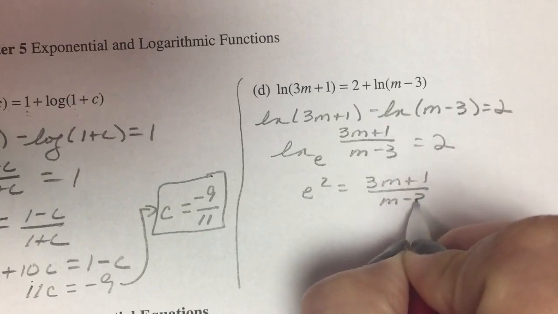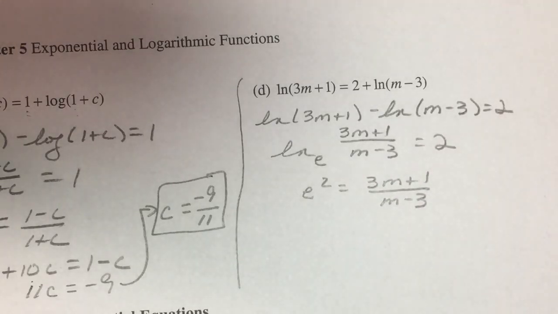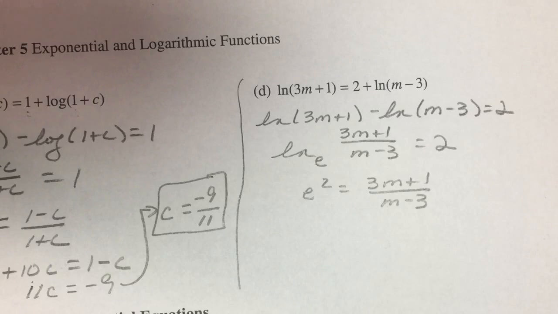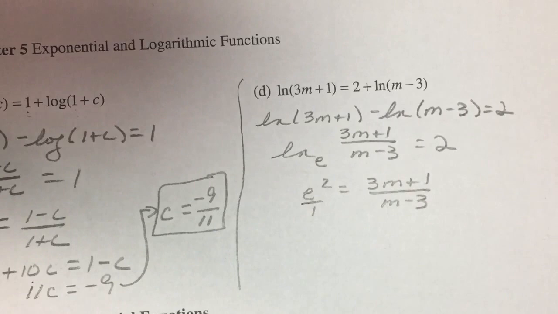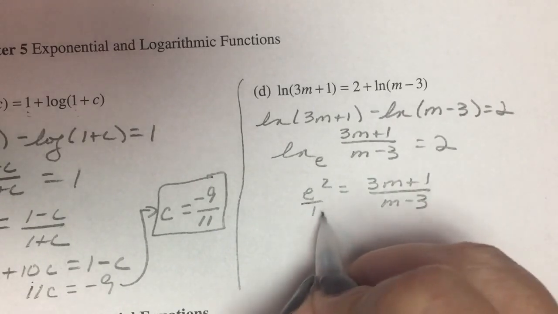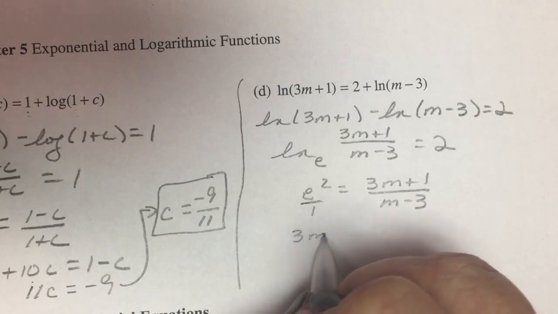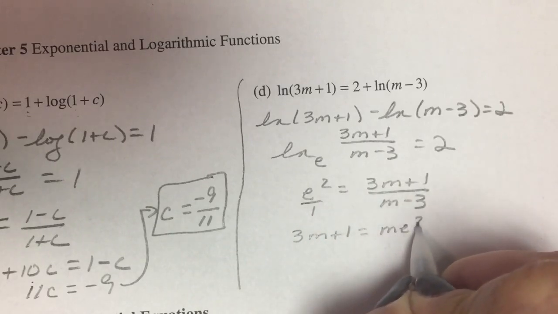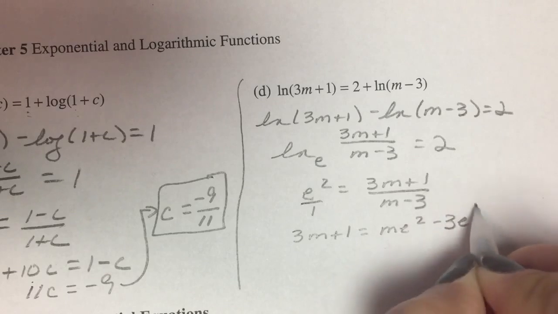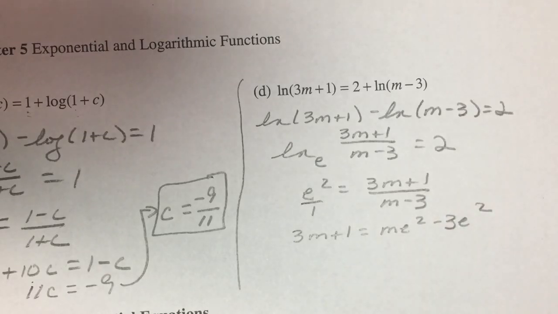And I believe your book is going to ask you for the exact answer, so we don't want to plug in e squared into the calculator and get a value because we would be rounding. So let's just go ahead and cross multiply. This is going to take a little bit more work here. So if I go this way, I'm going to get 3m plus 1 equals me squared minus 3e squared.